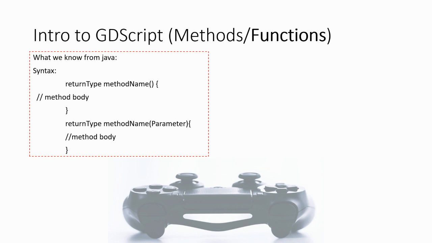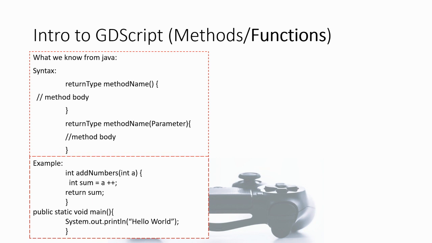Another syntax we have starts again with the return type, followed by the method name. And this time, inside the parentheses, we have your parameter. After that, we open the method with an open curly bracket. Next is your method body. Then just like the first one, you close your method with a close curly bracket. So we have an example here.